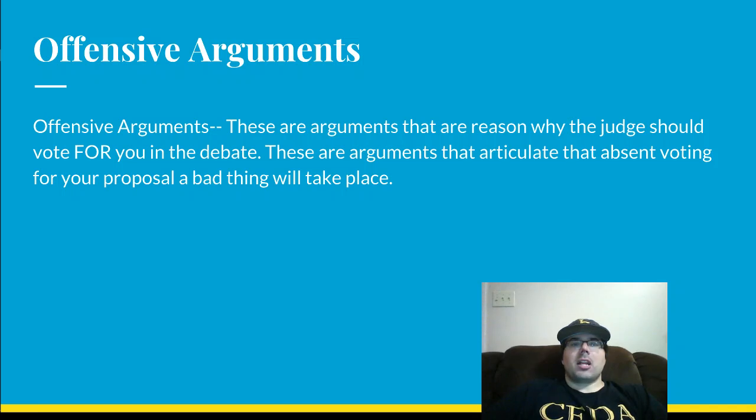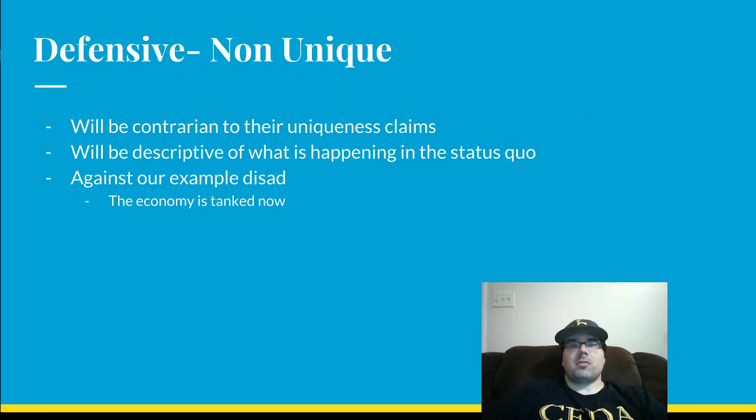Offensive arguments, on the other hand, are reasons why the judge should vote for you. These arguments articulate that absent voting for your side on your proposal, a bad thing will take place. Now that we've seen the two categories, let's start with defensive arguments and the different types of defensive arguments that are available. The first is a non-unique. A non-unique argument will simply be contrarian to the uniqueness claims of the advantage or disadvantage.